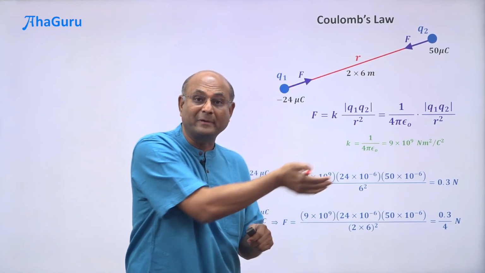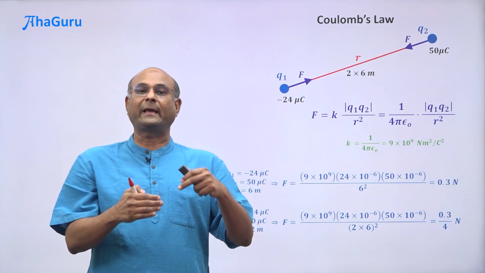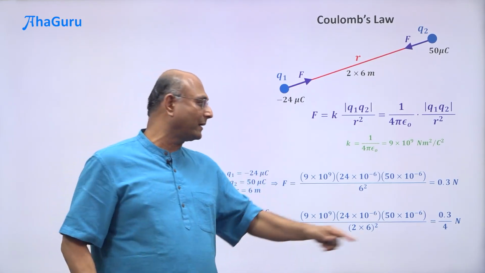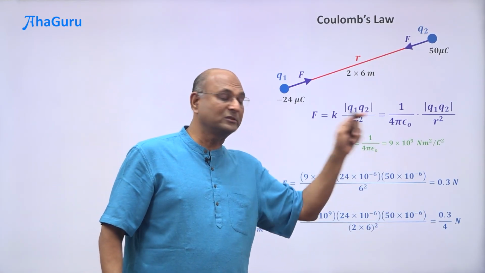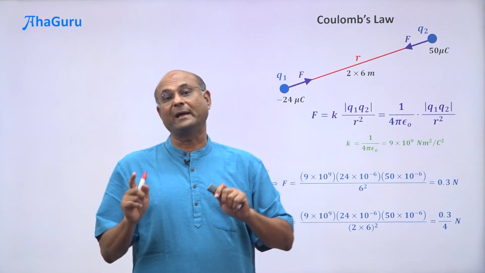The distance became double, 2 times. The force became 1 by 2 square. So 1/4 of that original force. So it is 0.3 by 4.